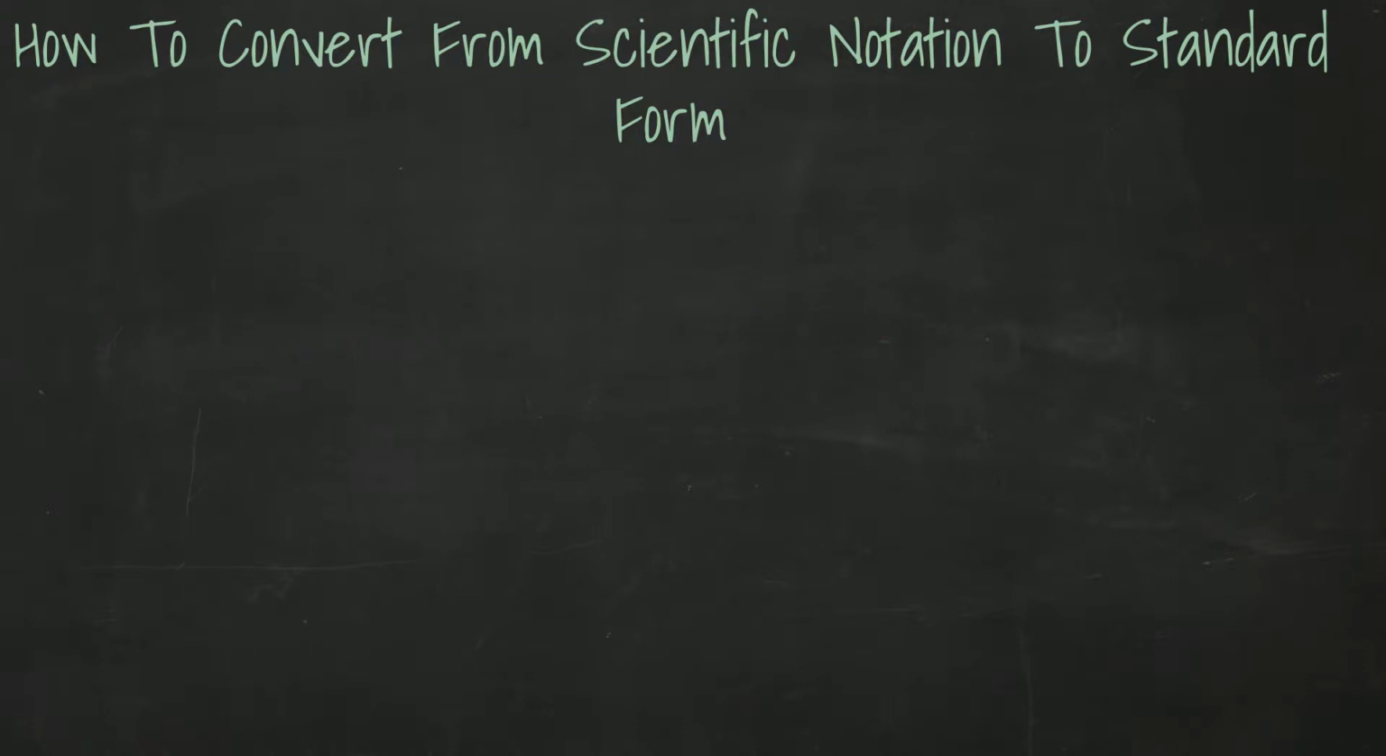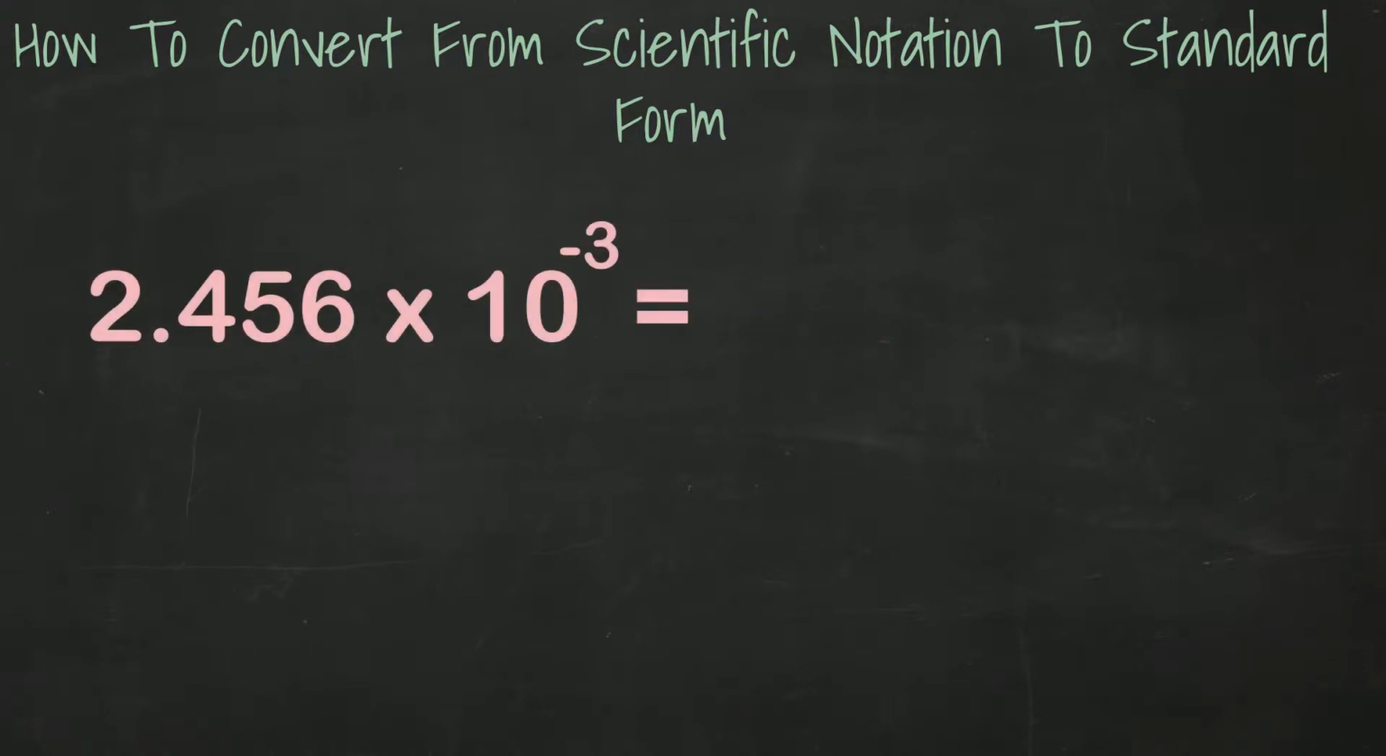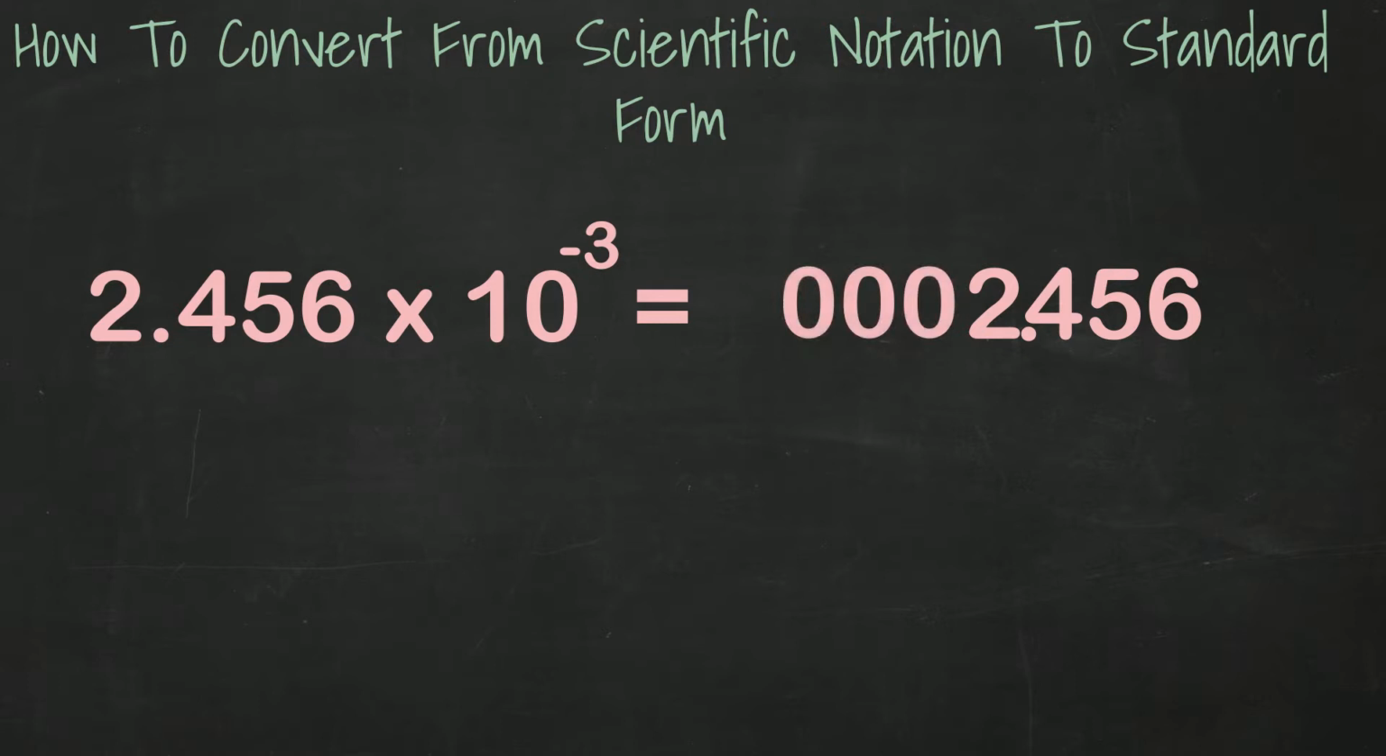Let's take 2.456 times 10 to the negative 3rd power. We know negative 3rd power means moving the decimal to the left. Since there is only 1 digit in front of the decimal, we know we need to add a couple of zeros up front. We move the decimal 3 spots, and our number in standard form is 0.002456.